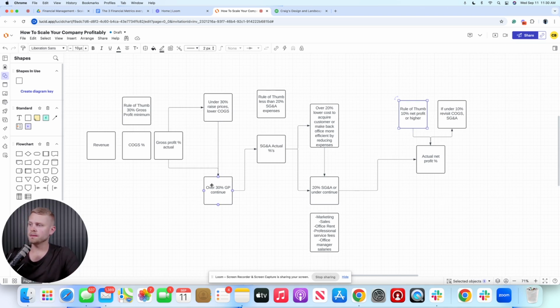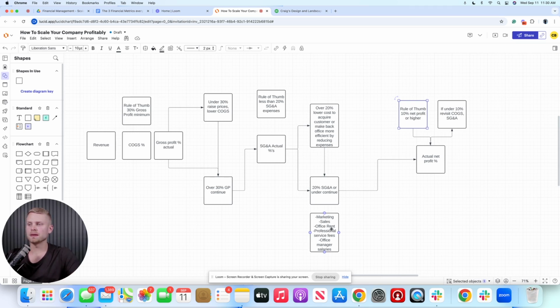So moving on, if we have 30% plus gross profit, we go to the next, which is achieving 20% or less in our SG&A expenses. And I provided a couple examples here. This isn't all encompassing, but it's just giving you an idea. You could literally go and Google what are all included in SG&A expenses in a company.